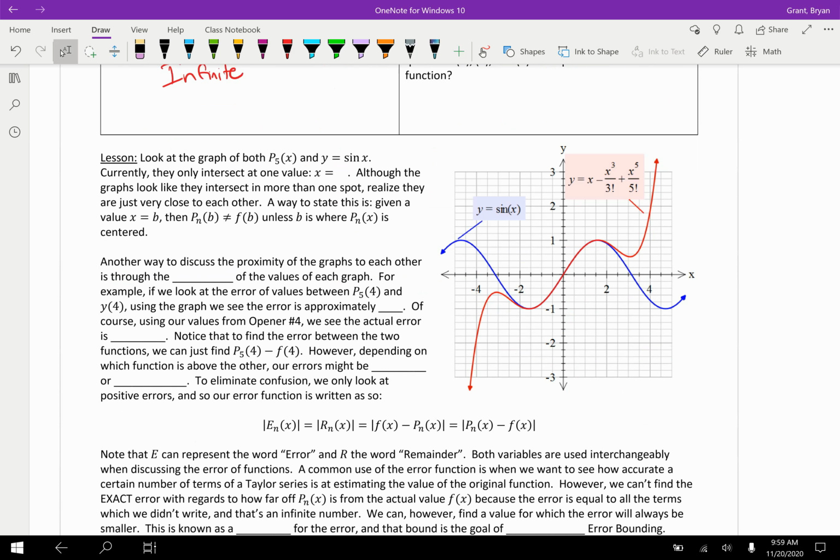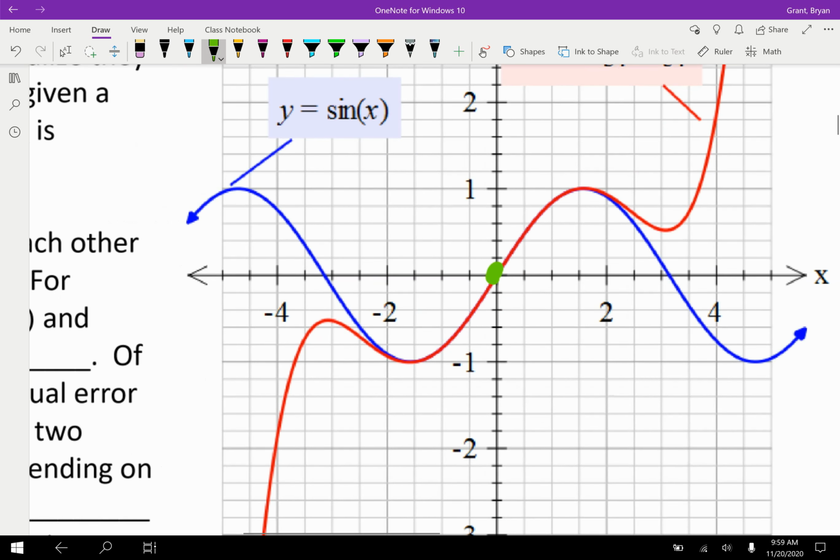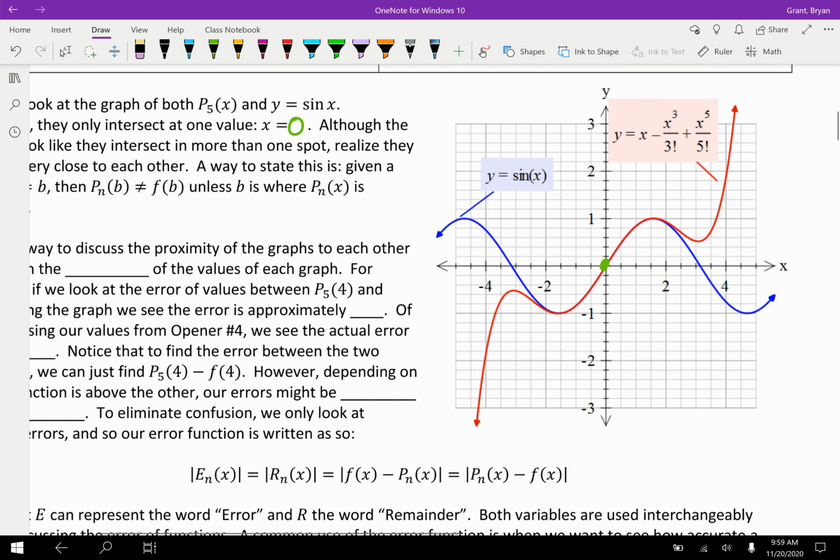I went ahead and showed you the graph of p sub 5 of x in red over here, and then I also showed you the graph of sine of x in blue. Currently, even though it doesn't look like it, they actually only intersect at one value. And the value that they intersect at is, of course, the center, which is x equals 0. Now, you can't really see it here, but they don't intersect any further than that. The blue graph stays just barely below till here, and then crosses over at that one point and goes like this. So sine and its power series only intersect in one spot.